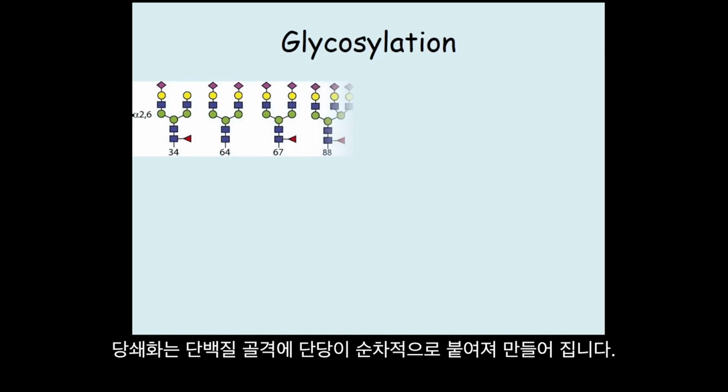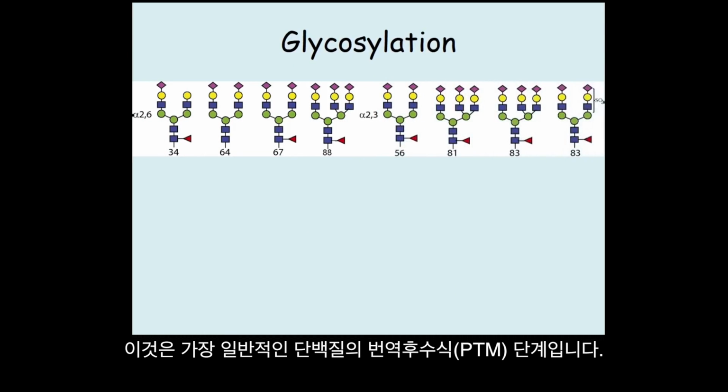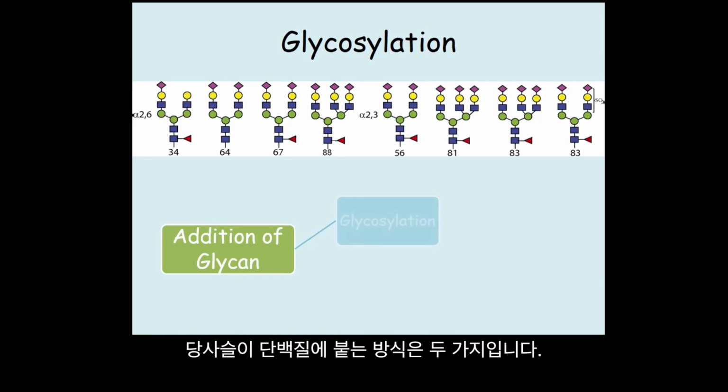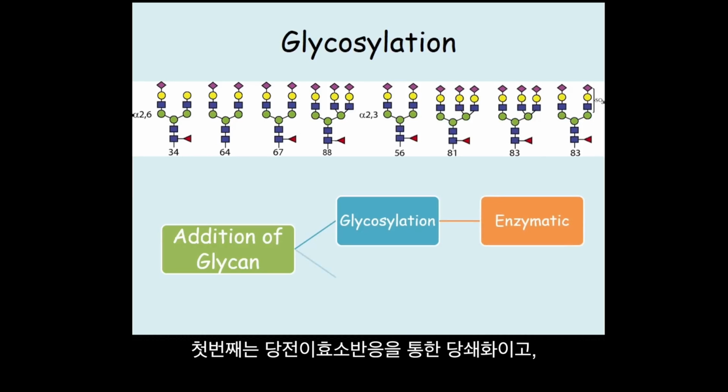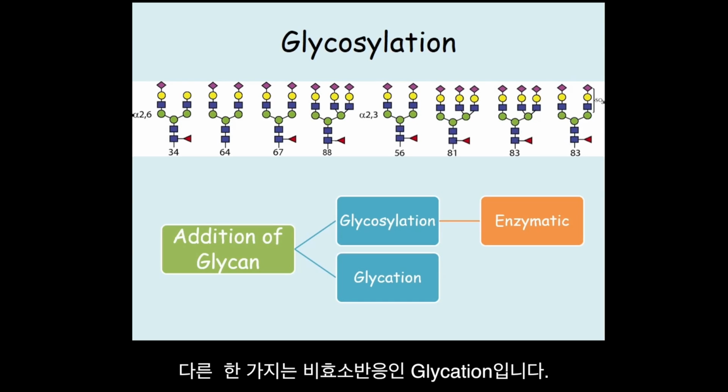Glycosylation process is a covalent attachment of oligosaccharide chain on the protein backbone. It is considered as the most common post-translational modifications of protein. There are two different ways in which glycan can be added into amino acid. Through enzymatic ways called glycosylation, where this process is done by enzyme called glycosyl transferase, and the other one by non-enzymatic ways in the process called glycation.